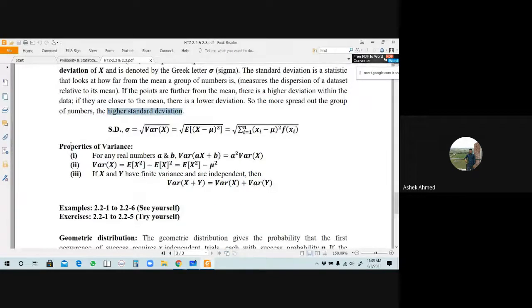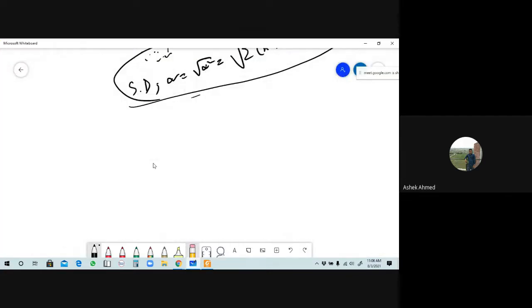Now we will discuss the properties of variance. First of all, if there are any two real numbers a, b, what is the variance of ax plus b? For explaining this result, we will discuss another concept here. Suppose y equals ax plus b. We know that if x is a random variable, its expectation is denoted by mu.